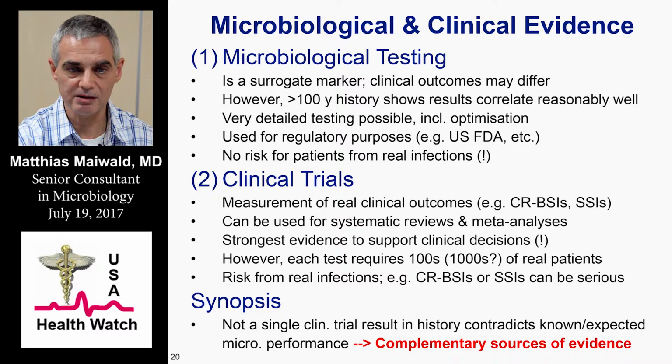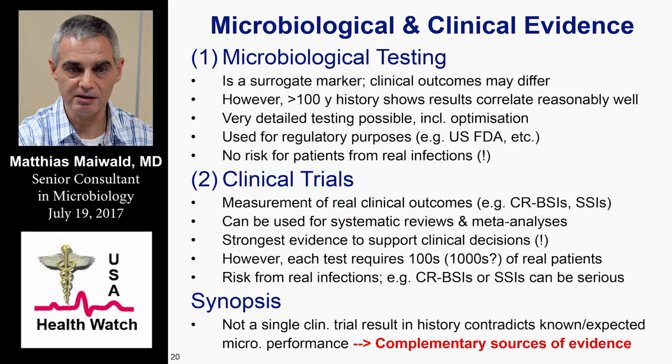So with microbiological testing, very detailed testing is possible, including optimization. Manufacturers commonly use microbiological testing to fine-tune the antimicrobial activity of their antiseptics. This is used for regulatory purposes, for example, US FDA tests. And because it's done on volunteers, there is no risk for patients from real infections. On the other hand, clinical trials measure real clinical outcomes, such as catheter-related bloodstream infections, surgical site infections.